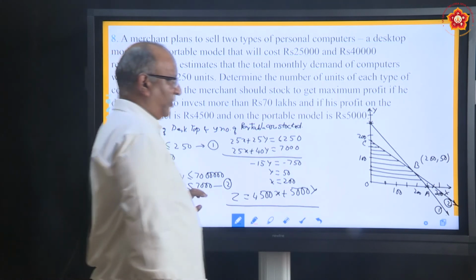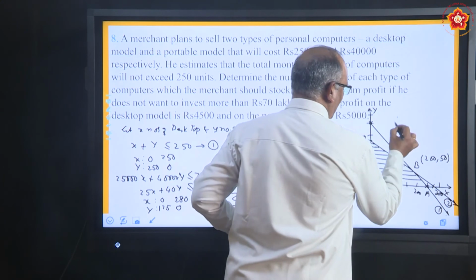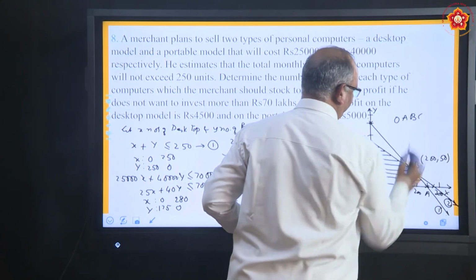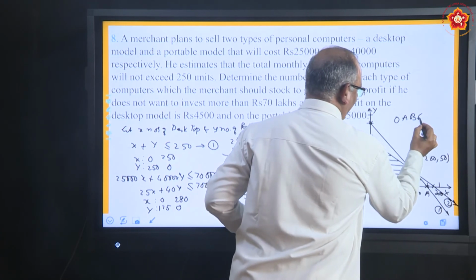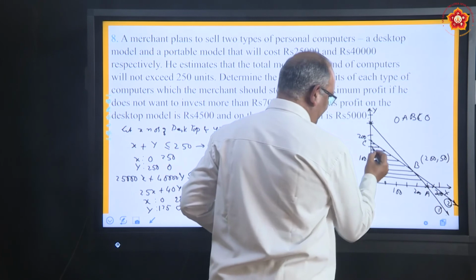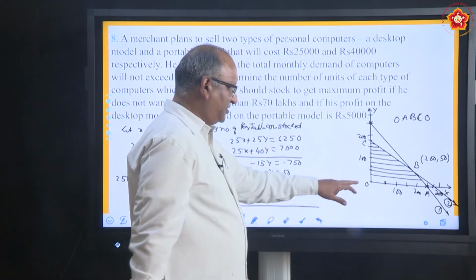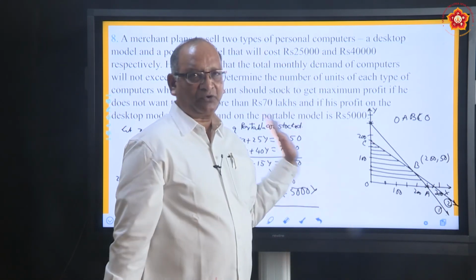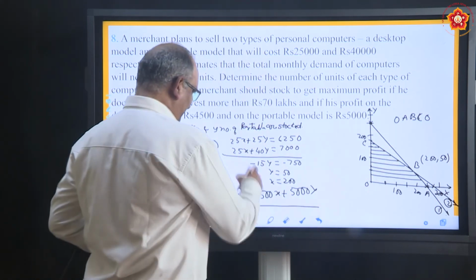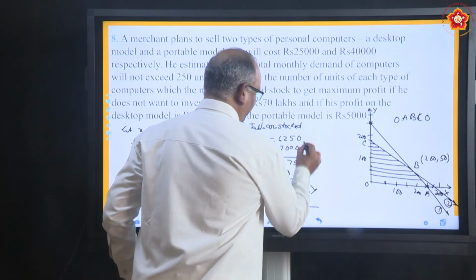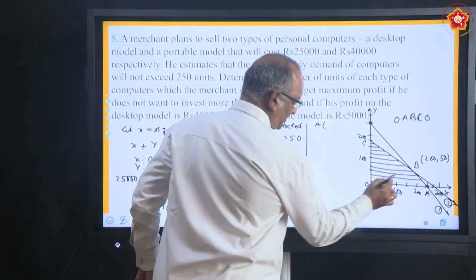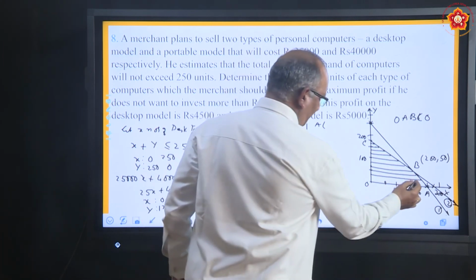Which are the corner points? O, A, B, C. The common area is O, A, B, C, O. As far as 0, 0 is concerned, if you substitute, you are going to get 0. No need to do. Take A. Each of them you have to substitute here. So if you take A, what are the coordinates? The coordinates are 250, 0.